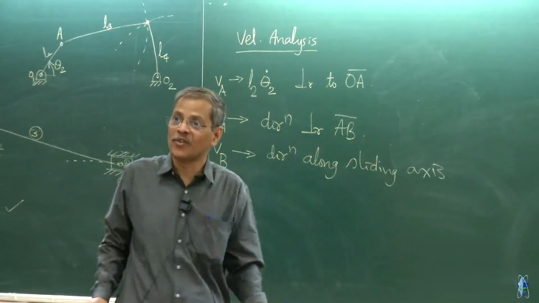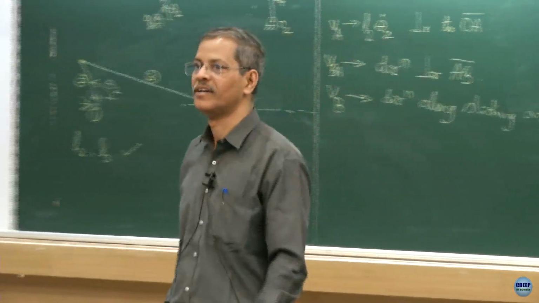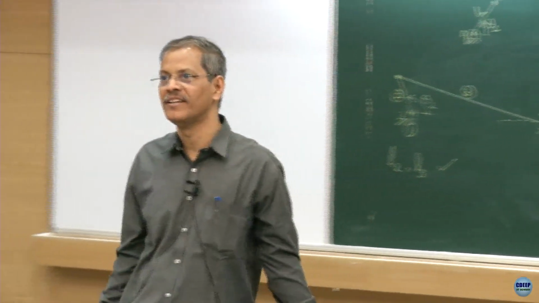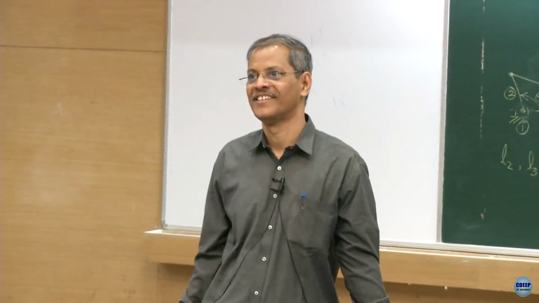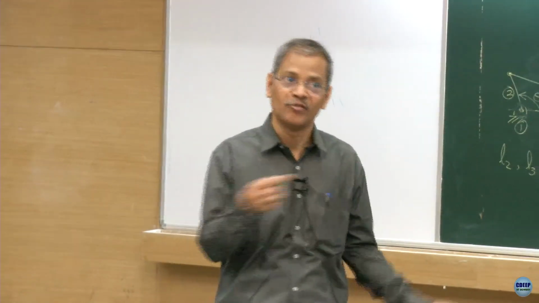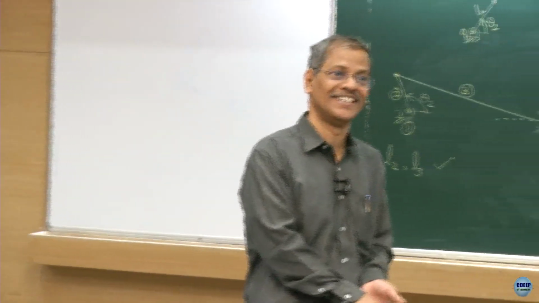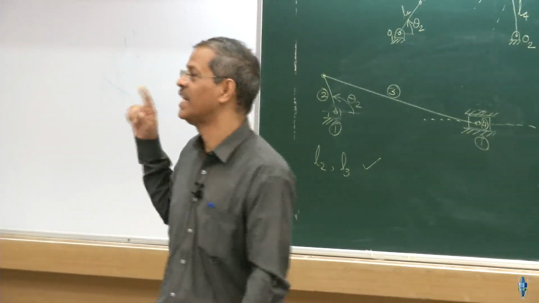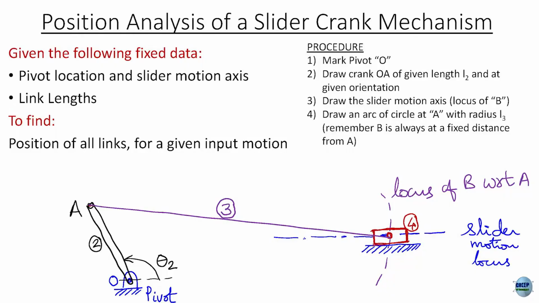Do I know the direction of AB? Farah, do I know the direction of AB or I don't? I have done the position analysis just now. So, I know the direction of AB. I have just now drawn link 3, right? So, I know the direction of AB. So, I know two directions for the point B in the velocity.